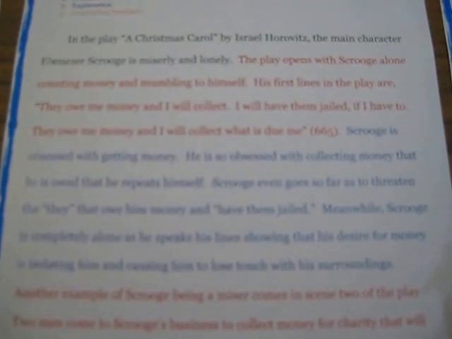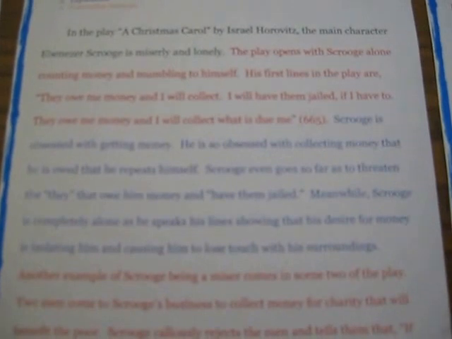In the play, A Christmas Carol by Israel Horovitz, the main character, Ebenezer Scrooge, is miserly and lonely. The play opens with Scrooge alone, counting money and mumbling to himself. His first lines in the play are, "They owe me money and I will collect. I will have them jailed if I have to. They owe me money and I will collect what is due me."